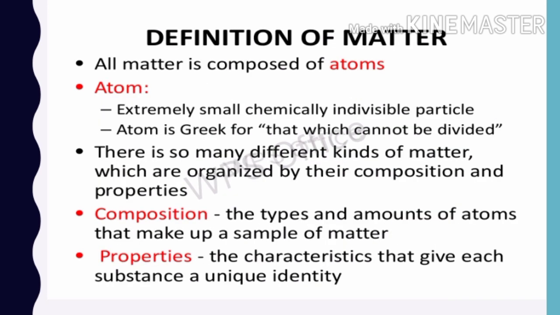So all matter is composed of atoms. An atom is an extremely small, chemically invisible particle, and atom is Greek for that which cannot be divided. There are many different kinds of matter, which are organized by their composition and properties. Composition is the types and amounts of atoms that make up a sample of matter, whereas the properties are the characteristics that give each substance a unique identity.